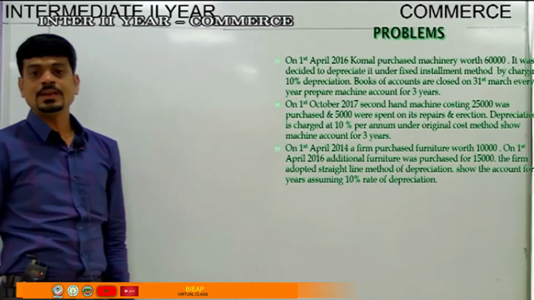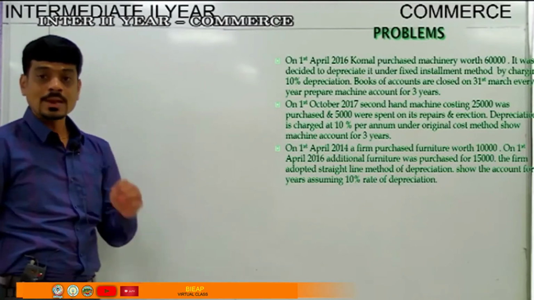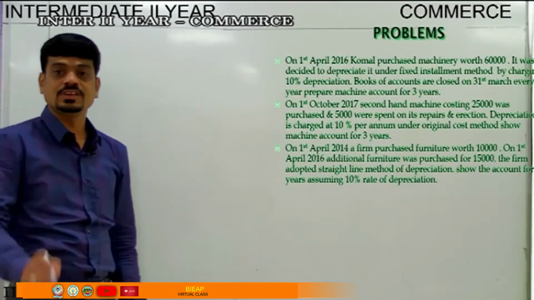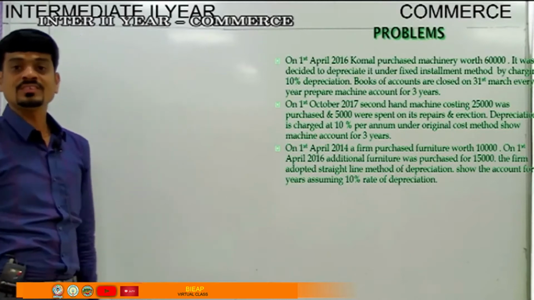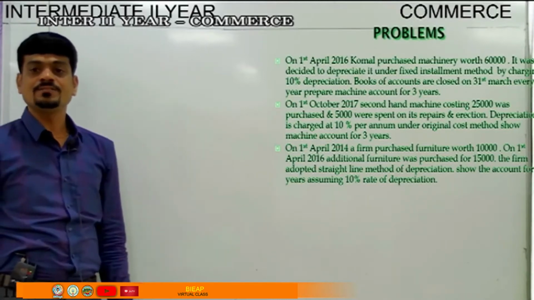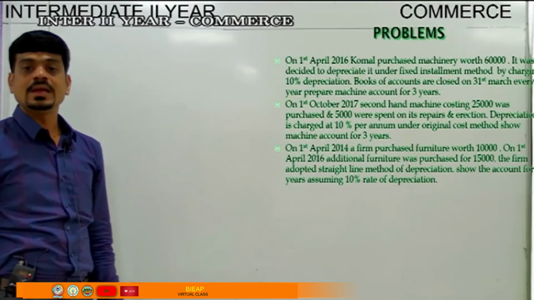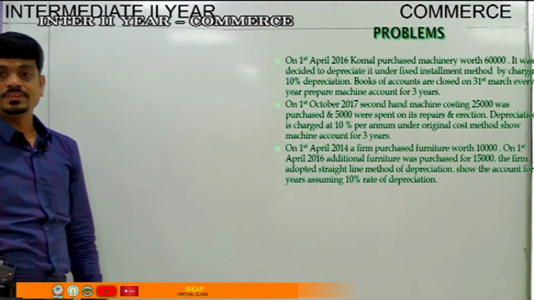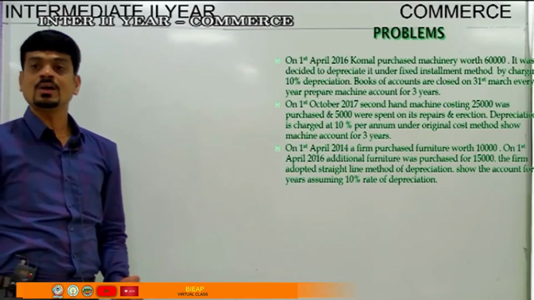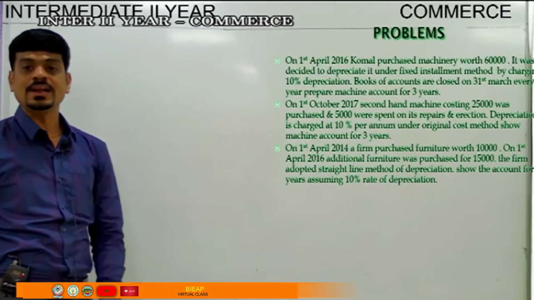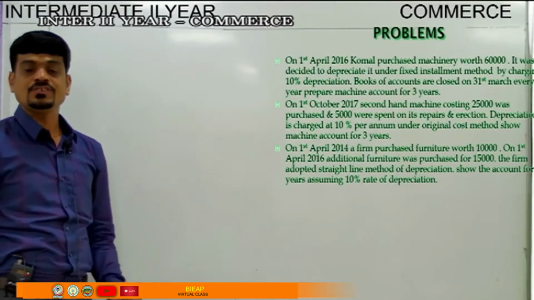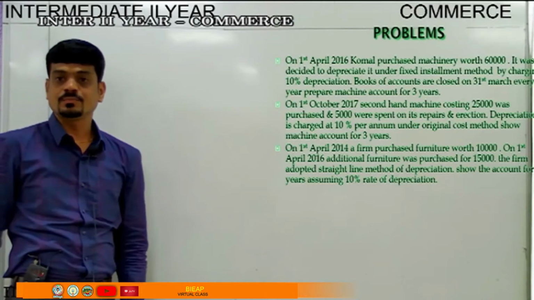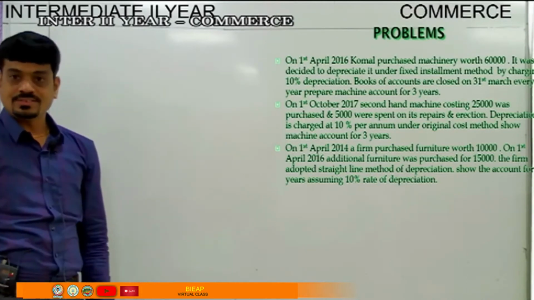On 1st April 2016, Komal purchased a machine worth 60,000. It was decided to depreciate it under fixed installment method by charging 10% depreciation. Books of accounts are closed on 31st March every year. Prepare machine account for 3 years. Hope you all understood the question.